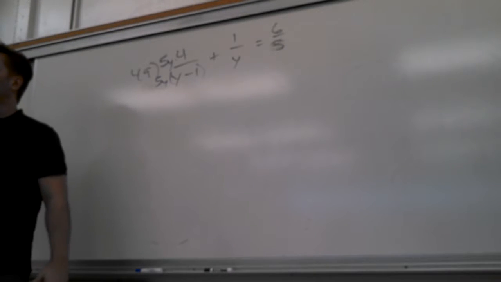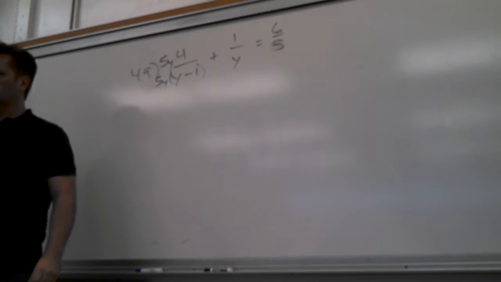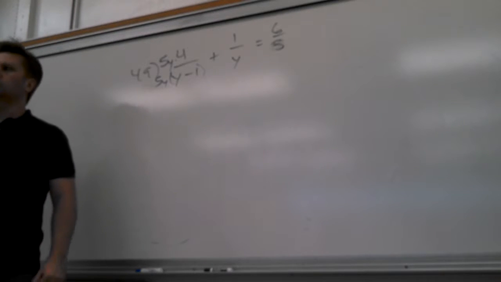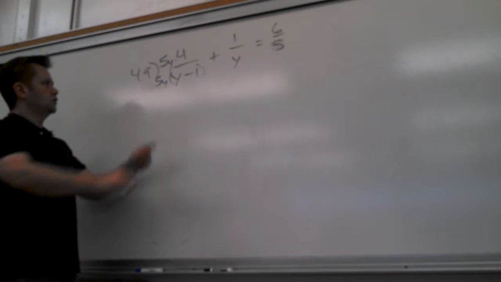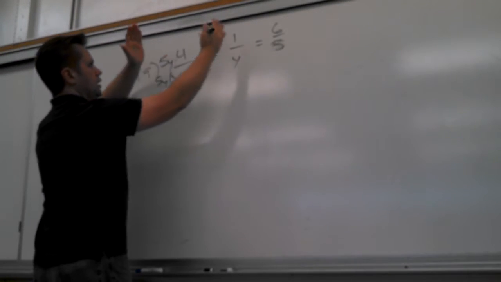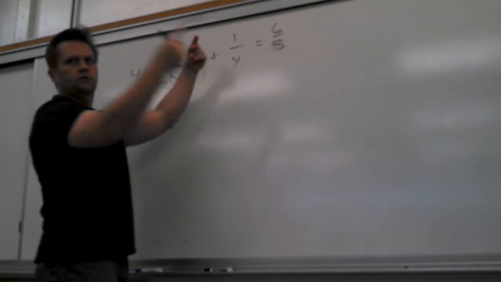Yes, sir? I took a different route. Remember I said like 2 terms equals 1 term? Sure, totally. So I just made it into 1 term, and then I just cross multiply. Cross multiply, cool. So you could combine these, not take the 5 into account, just combine these, and then you'll have 1 fraction equals 1 fraction.